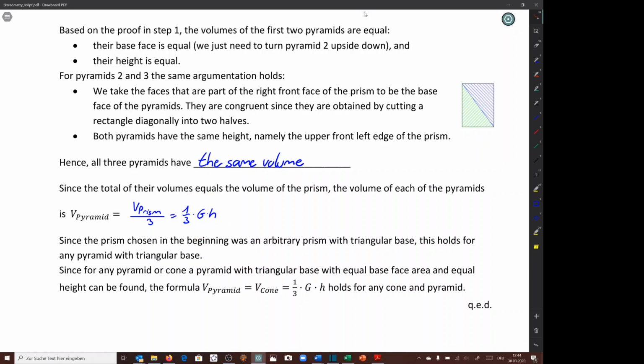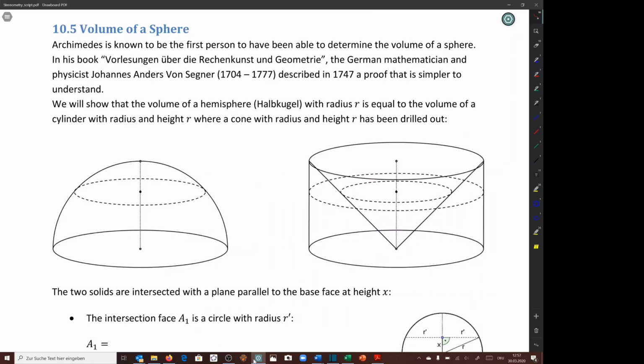Just before, we showed that for any prism or cone with the same base face area, independent of the figure of the base face, if it has the same base face area as the triangular based pyramid and the same height, it will have the same volume. So the formula holds for any cone or pyramid. Archimedes is known to be the first person to have found the formula for the volume of a sphere.